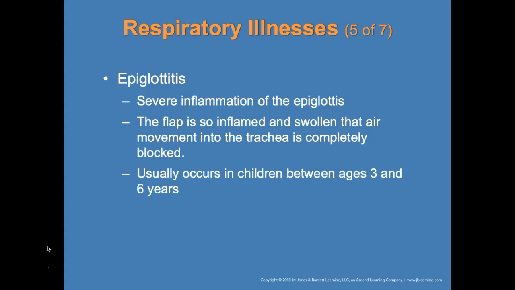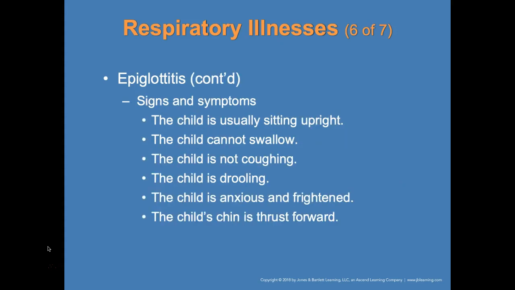Epiglottitis, this is a severe inflammation of the epiglottis. That flap is going to be so inflamed and swollen that air movement into the trachea is completely blocked. Usually happens in children between ages 3 and 6 years. Some of the signs and symptoms: like we talked about with croup, where patients with croup are willing to lay down.